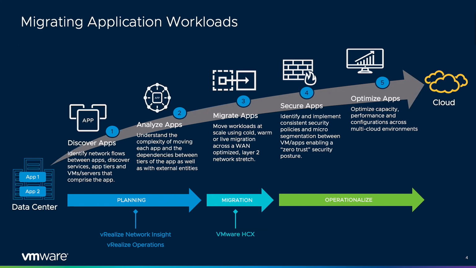So that means being able to analyze the applications, do micro-segmentation planning, understand communication between the applications, and implement a zero trust security posture. And then lastly, optimizing the application within its new environment, monitoring it, looking at its performance and any configuration changes across the multi-cloud environments, being fully aware of how those applications are performing, and also being able to optimize them. Again, we utilize vRealize Network Insight and vRealize Operations to do the security planning, monitoring, and optimization when we're migrating application workloads.